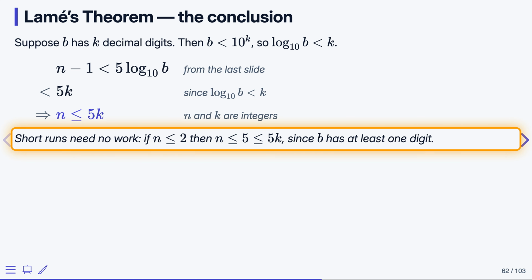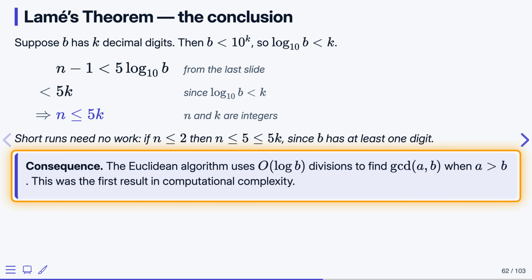One gap is left. We use the Fibonacci bound only for n bigger than 2. The short runs need no work. If n is 1 or 2, then n is at most 5, and 5k is at least 5, because b has at least one digit. As a result, the number of divisions grows like the log of b. This was the very first result in the field we now call computational complexity.